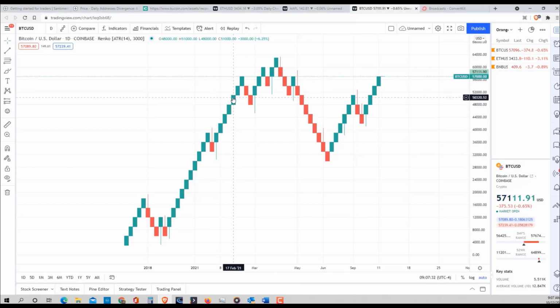So each one of these bars is $3,000. So the premise is once it turns green, you would go long, you would buy it, and once it turns red, you would sell it, or short sell it, or get out of your long position. And you can use other indicators here to make sure that you're not getting out prematurely. Now, unlike the other chart patterns, because it's not dealing with time, you might be following a signal on Renko for a very long time.